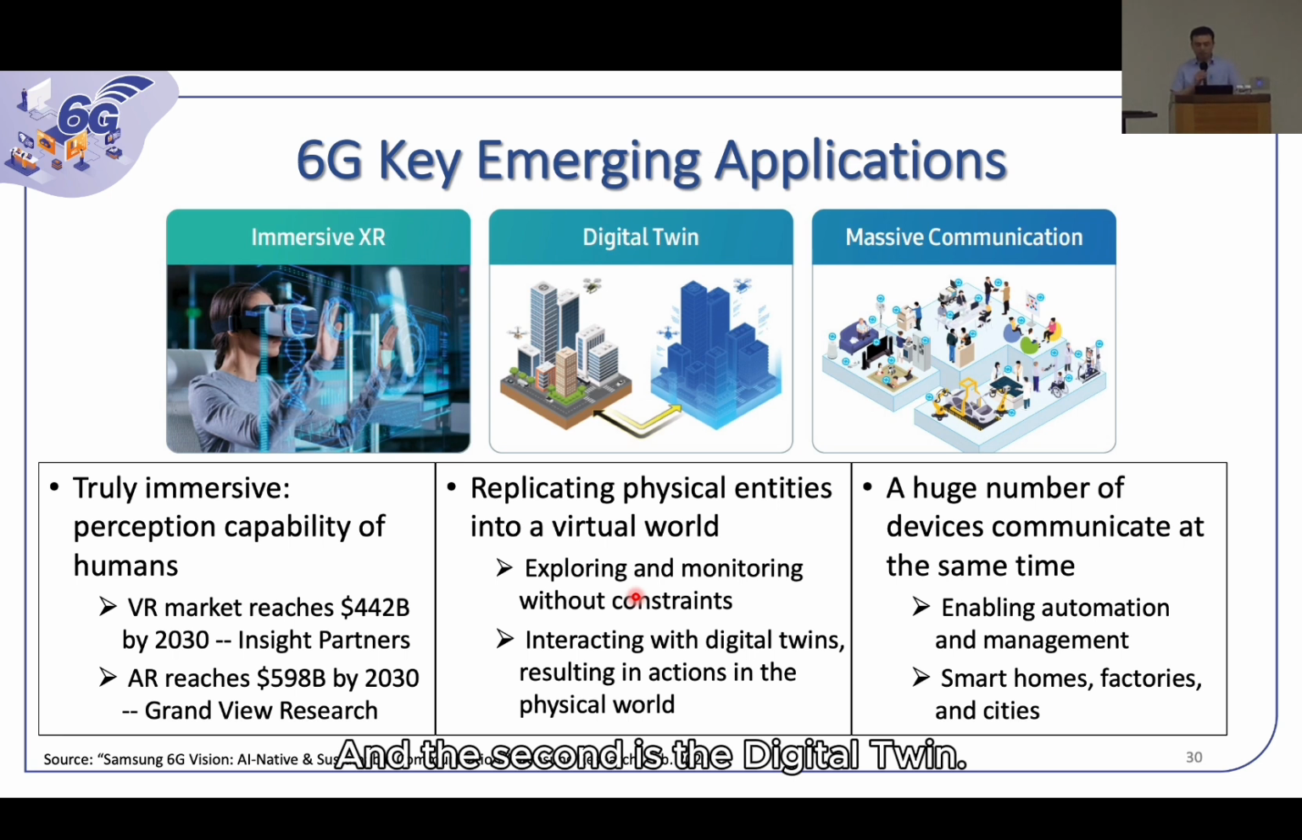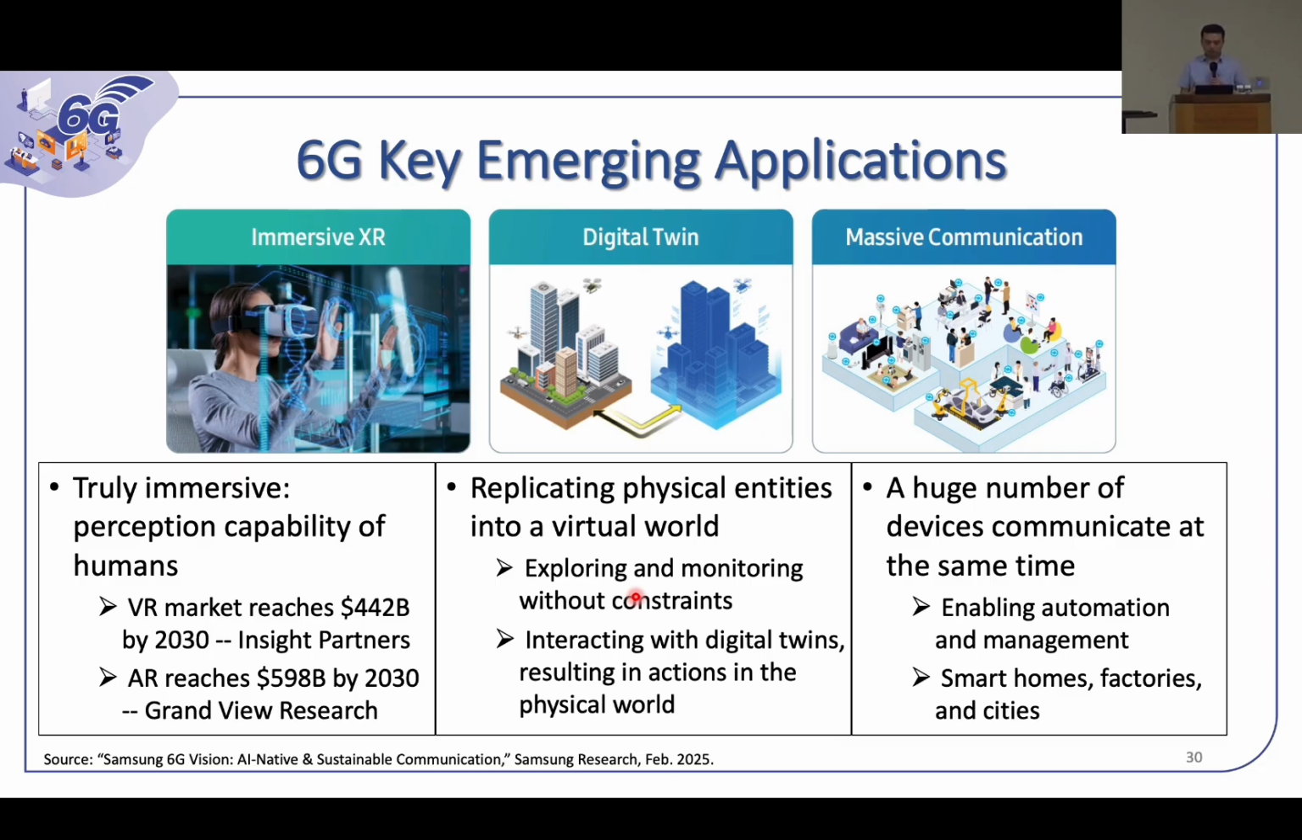And the second is the digital twin. So it can replicate physical entities into a virtual world. Based on the digital twin, you can use this to visualize an infrastructure. For example, before I went to an office of an operator. Actually, nowadays they already use the digital twin to manage and control their core network architecture. So based on this digital twin, they are able to see when any issues happen in their infrastructure.